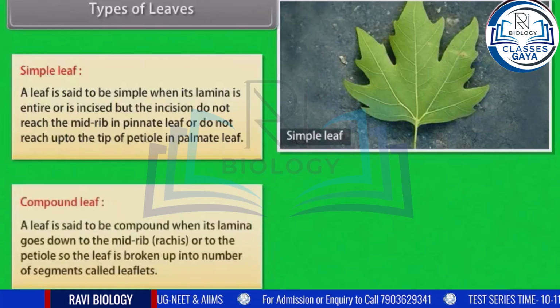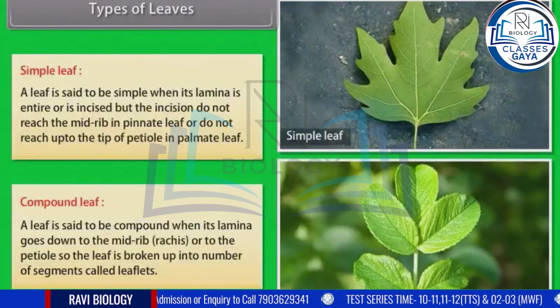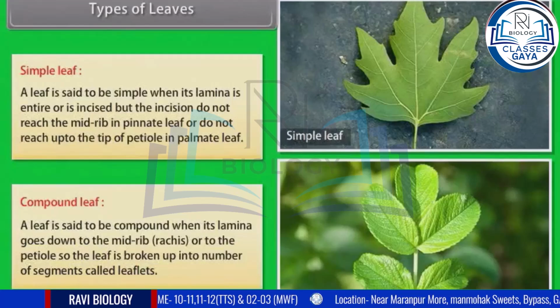Compound leaf. A leaf is said to be compound when its lamina goes down to the midrib, rachis, or to the petiole, so the leaf is broken up into a number of segments called leaflets.